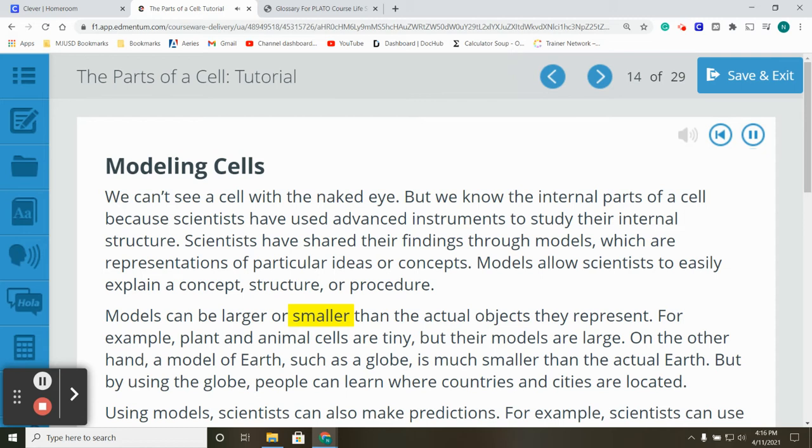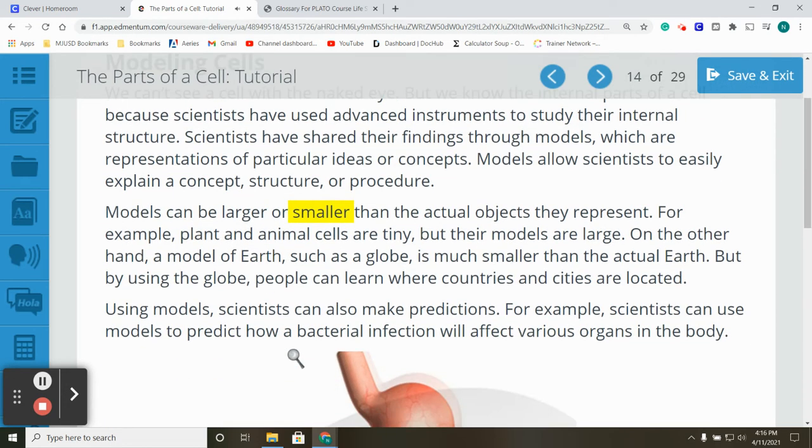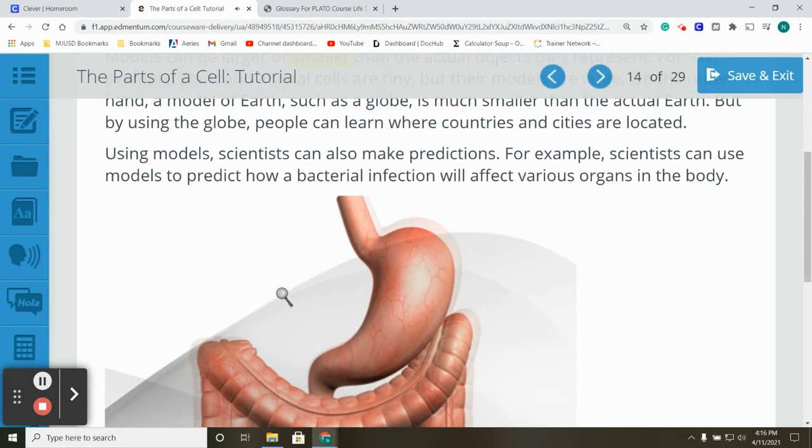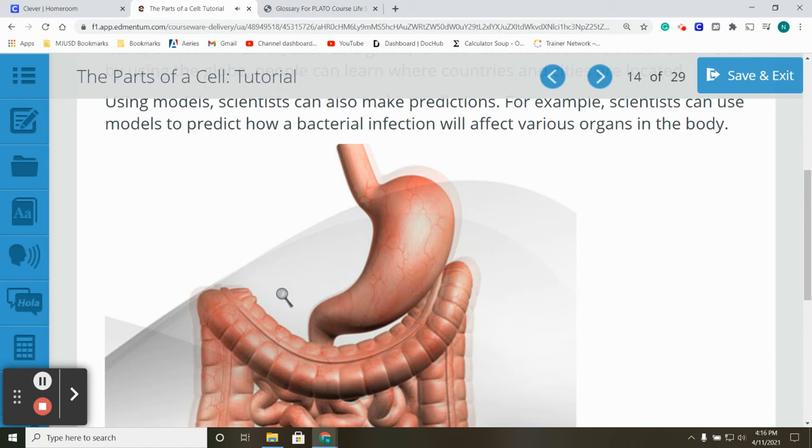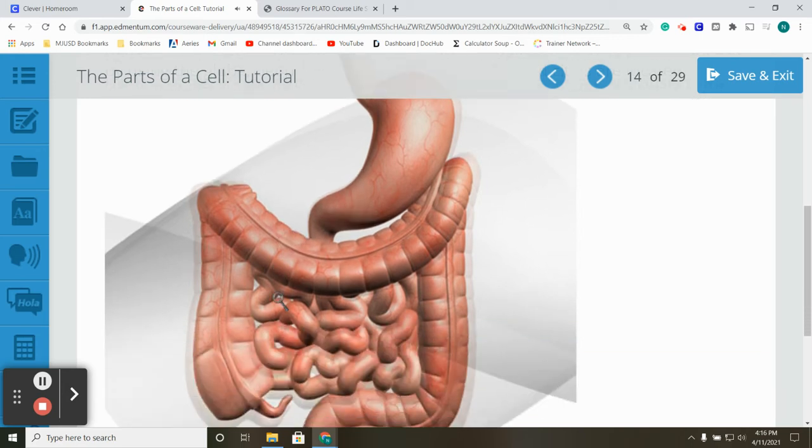For example, plant and animal cells are tiny, but their models are large. On the other hand, a model of Earth, such as a globe, is much smaller than the actual Earth. But by using the globe, people can learn where countries and cities are located. Using models, scientists can also make predictions. For example, scientists can use models to predict how a bacterial infection will affect various organs in the body.